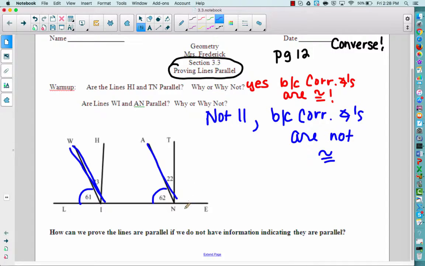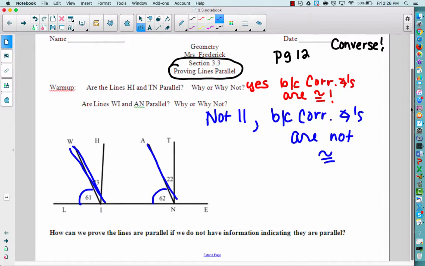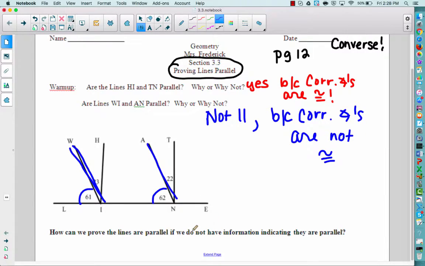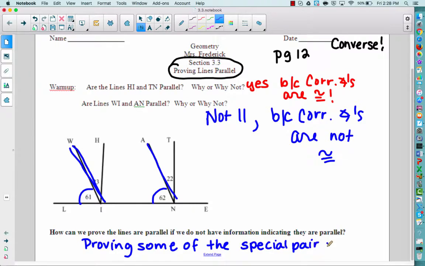All right, so if we don't have lines indicating that lines are parallel, then we have to see if we can figure out a way to make them parallel. And we can do that by proving some of the special pair relationships. I'm calling those angle measures the special pairs.